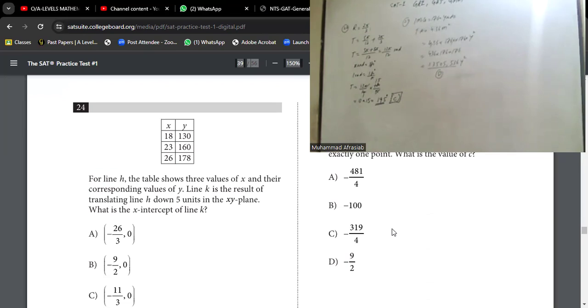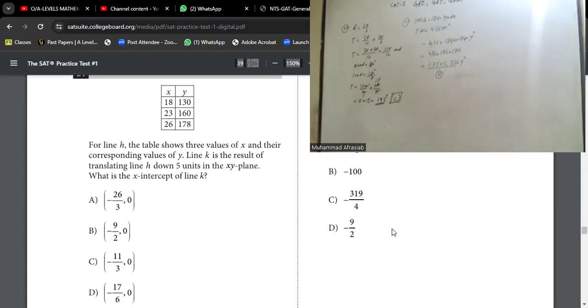Now question number 24. For this line H, the table shows the values of X and the corresponding values of Y. Line K is the result of translating line H downward 5 units in the xy plane. What is the interpretation of this line K? So first of all, we have to find the slope of the line between X and Y, where X is 18, Y is 130, X is 23, Y is 160. You can select any 2 points from this line.